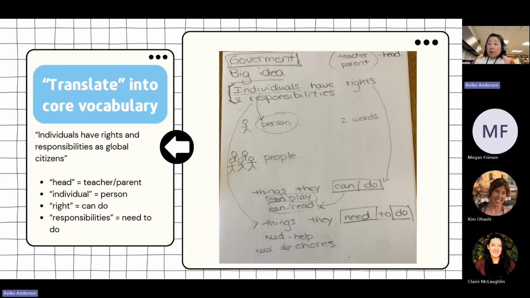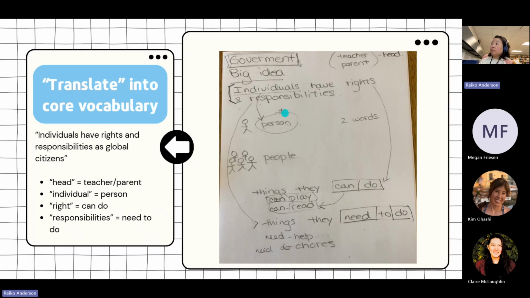Okay, so this is the thing that I drew with that team. So we said, okay, government. The big idea is individuals have rights and responsibilities. So individuals, that's a low frequency word. A high frequency word that translates that is person, right? This particular student was sort of at a 1 to 2 word sentences place. So we're not talking about a student that can make big, long, giant sentences, right? So we were also talking about how there's a head of government. So we were talking about that being either the teacher or the parent, right? We were talking about the difference between a person and people.